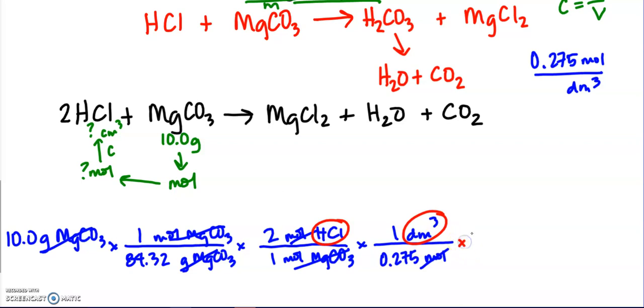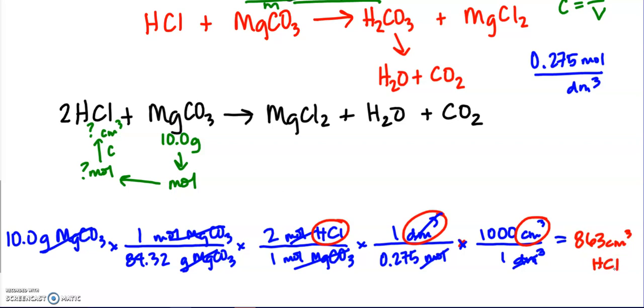So I'm just going to go one more step. And 1 decimeter cubed is 1,000 centimeters cubed. And you wouldn't necessarily have to write this out, but I'm going to just to show you we can do it all in one problem, one step. And now these cancel, and now I'm really left with what I want, centimeters cubed of HCl. So when you type this in your calculator, and I'm going to get 3 sig digs, I get 863 centimeters cubed of HCl. So that is how you can use concentration as a conversion factor to solve stoichiometry problems with solutions.